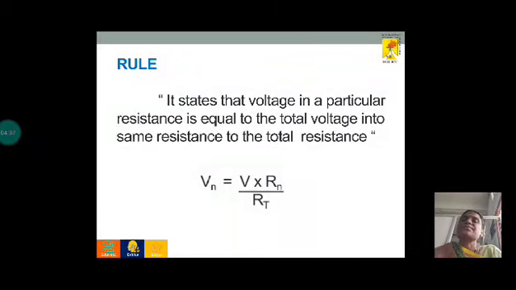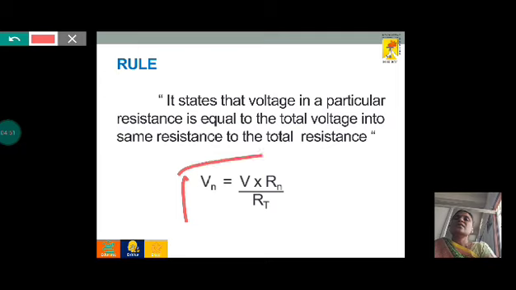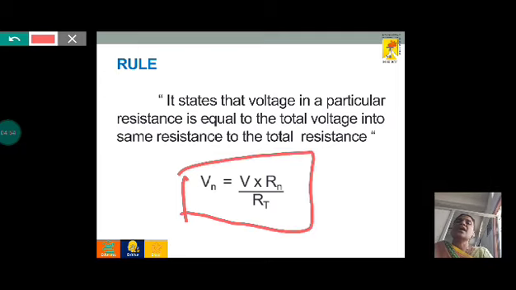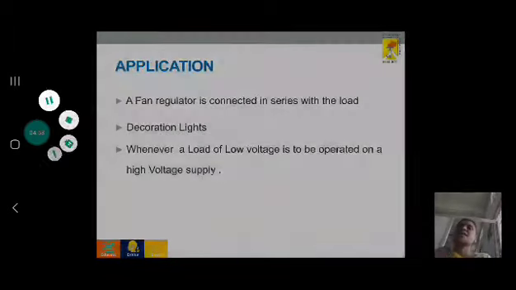So, the rule states that the voltage across a particular resistance is equal to the total voltage into the ratio of that resistance value to the total resistance. That is, Vn equal to V into Rn by RT.